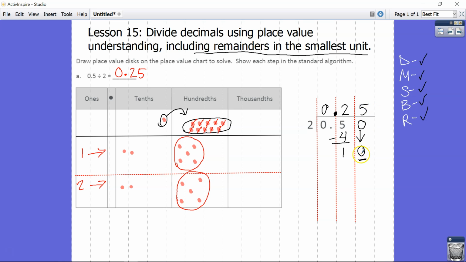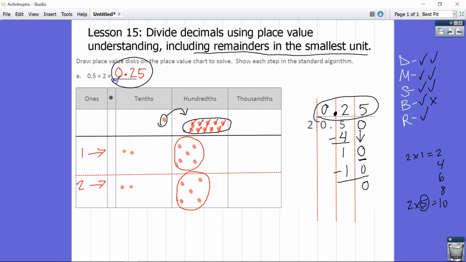If I skip count by 2's, I would get to 10 on my 5th count. So 2 times 1 is 2, 4, 6, 8, 10. 2 times 5 is 10. I know that was my division. 10 divided by 2 is 5. Multiplication, 5 times 2 is 10. Subtraction, 10 minus 10 is 0. I am finished here. If you notice in the standard algorithm, I came up with the same quotient that I came up with using my place value chart.